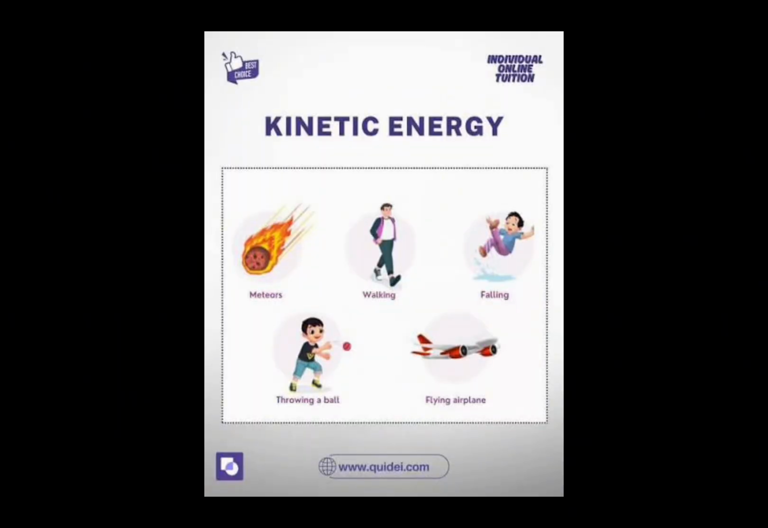Kinetic energy is the energy an object has because it's moving. In this formula, kinetic energy depends on both mass and velocity. Velocity is especially important because it's squared. That means if velocity doubles, kinetic energy becomes 4 times greater.